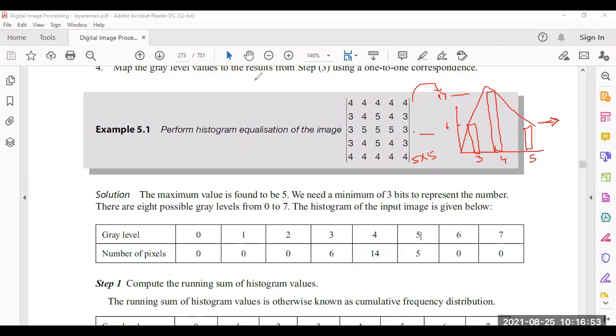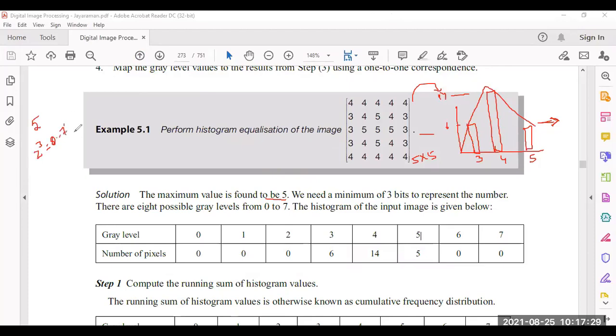First of all, the very first step, we have to find the maximum intensity of the pixels. So what is the maximum intensity here? You can see the maximum intensity is 5. Then we need the minimum number of bits. With maximum intensity 5, what is the minimum number of bits I require? The minimum number of bits required is 3. Yes or no? Because 2 to the power of 3 is 8, so I can represent the range 0 to 7.